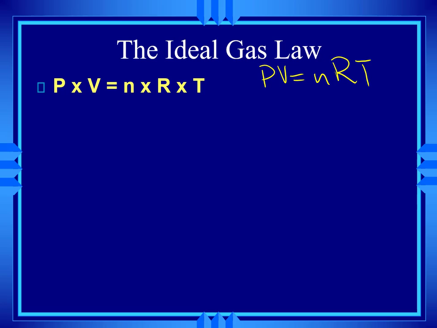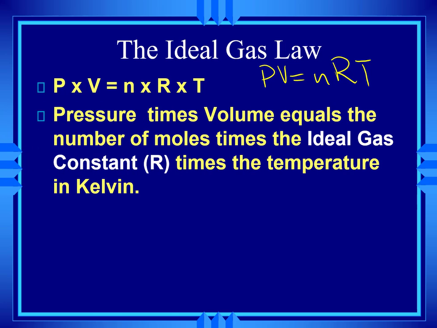Okay. So if you talk to a chemist and you're talking about a problem and they say, "Ooh, it's got to do with gases," that must be a PivNert problem. That's exactly how they talk about it. It's PivNert. It should be Piv equals nert, but okay. So P stands for pressure times volume, V is volume, equals the number of moles, N, times R, which is the ideal gas constant, times the temperature in Kelvin. Like I said, it's usually written PivNert.